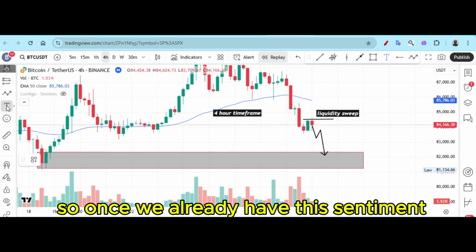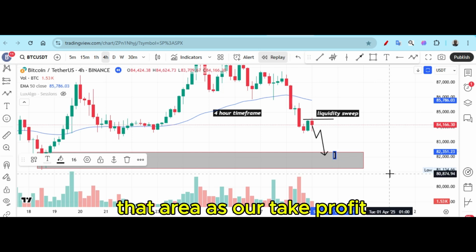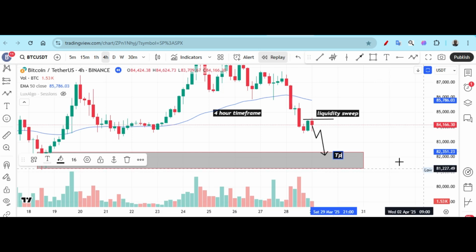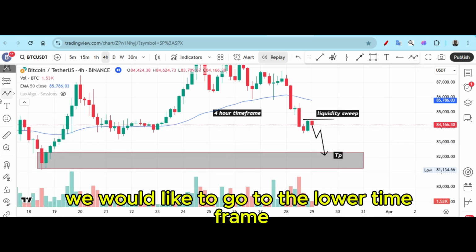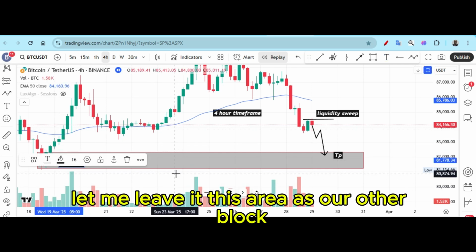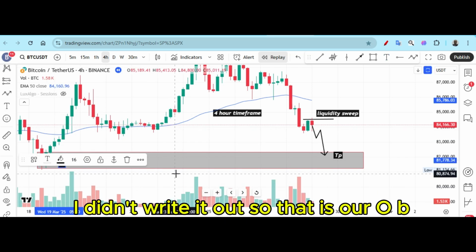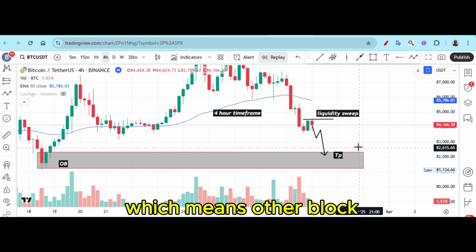So once we already have this sentiment, it is now important that we look at that area as our take profit. And though we have that area as our take profit, we would like to go to the lower time frame, because the lower time frame is already where, let me label this area as our order block. I didn't write it out. So that is our OB, which means order block.